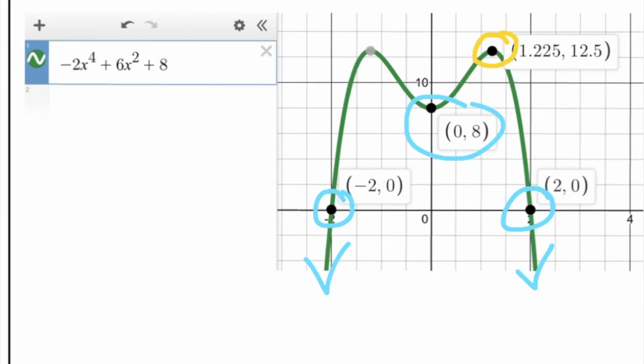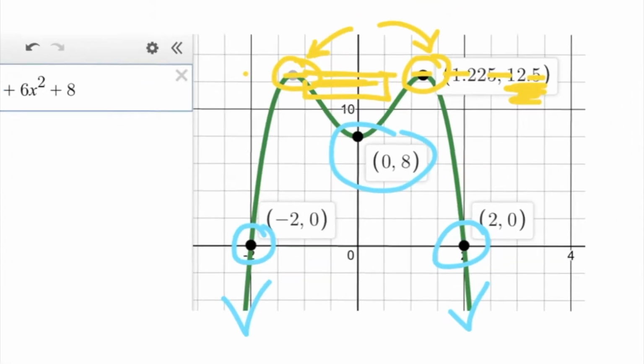I have a local maximum here and here, and the y value should be the same, this 12.5, but I couldn't get both shown. If I actually clicked on this point, the value of the point covered up the other maximum. So just imagine that I've got all of those points clicked on. Anyway, that kind of gives you a feel for how this is graphed.